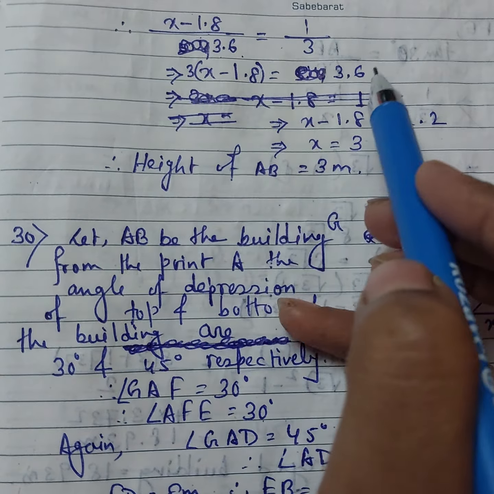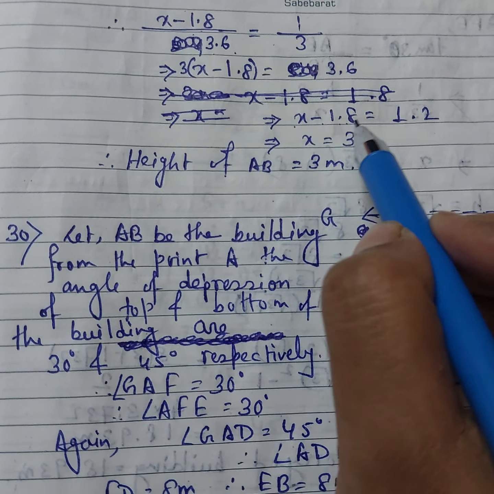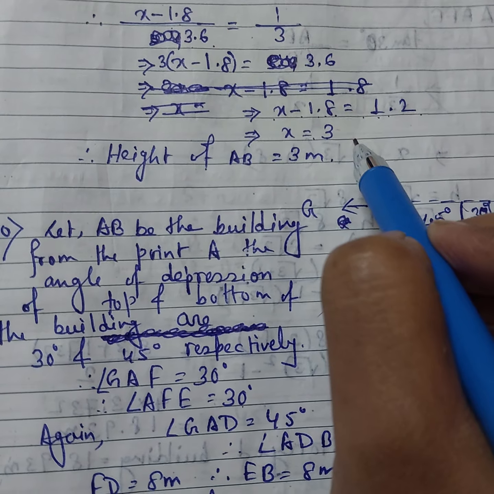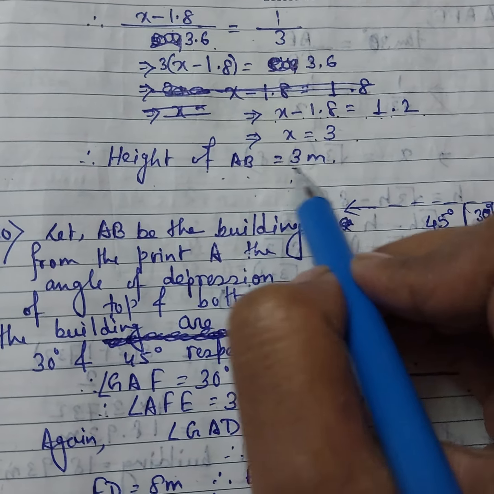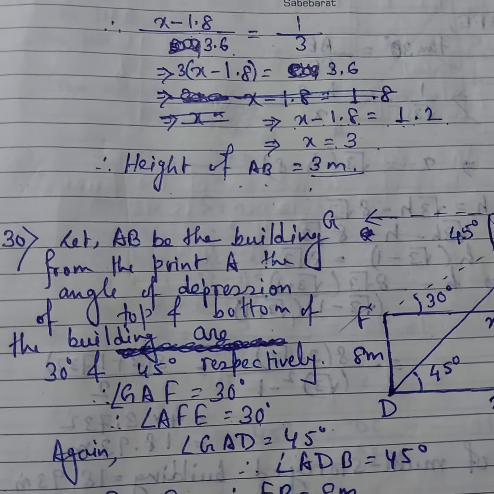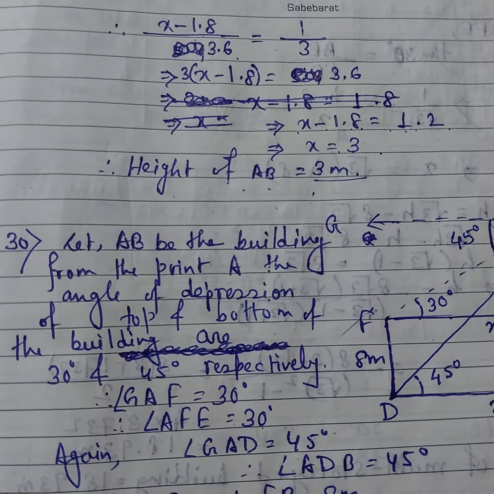Now do cross multiplication, you will get x minus 1.8 is equal to 1.2, that implies x is equal to 3. Therefore height of AB is 3 meter. Okay, so this is your final answer. So next day we will discuss the next sums. Okay.